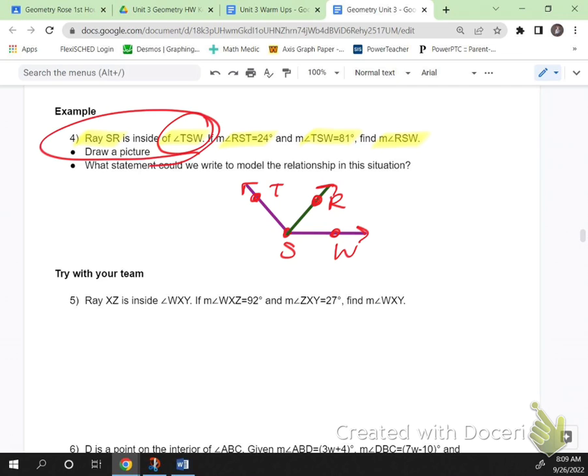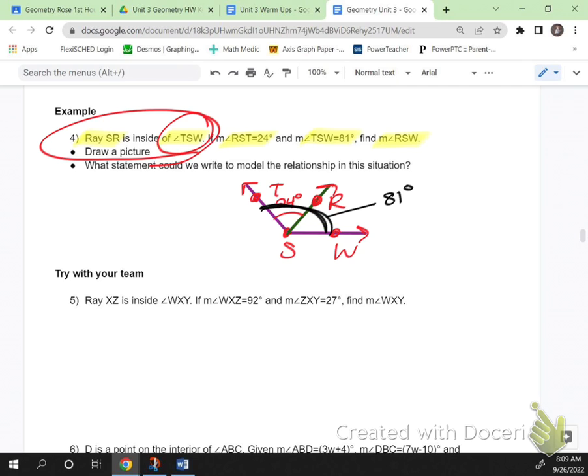Let me pause for a second. RST is about 24 degrees. Again, this might not be to scale because we just drew an angle, all right? It says the whole angle TSW is 81. So let's label that. This whole angle is 81 degrees.